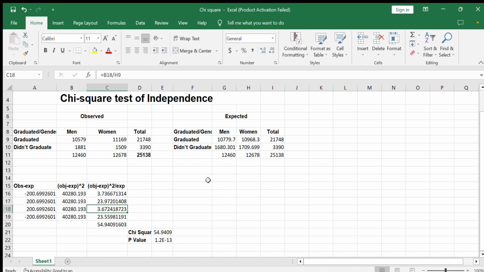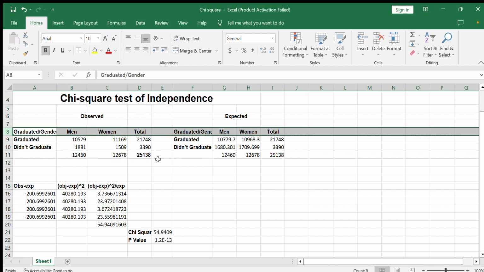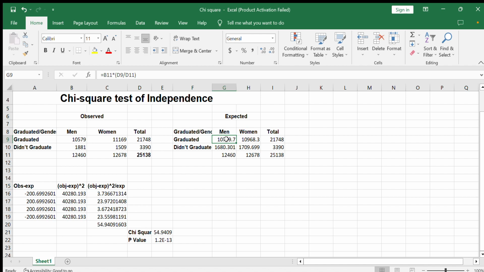We already discussed the cell locations concerning the column alphabets and the row numbers. This is a column and this is a row. So what this means is that if you click here, it means you are at G9. G9 has this formula: B11 times D9 over D11.